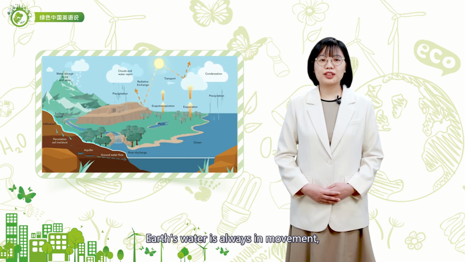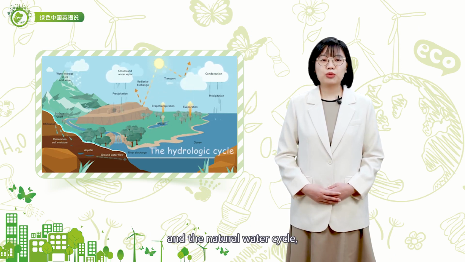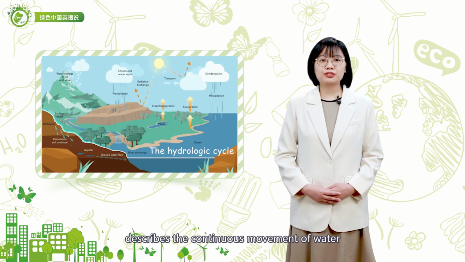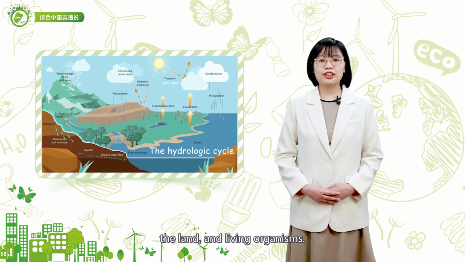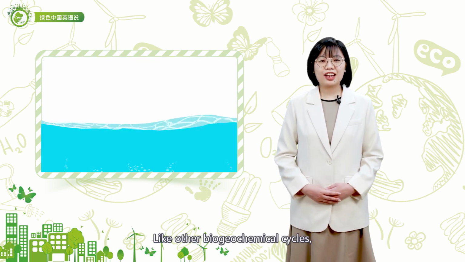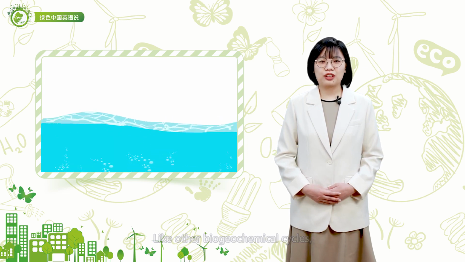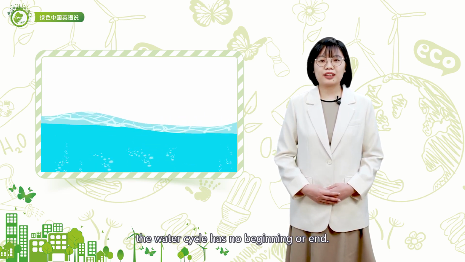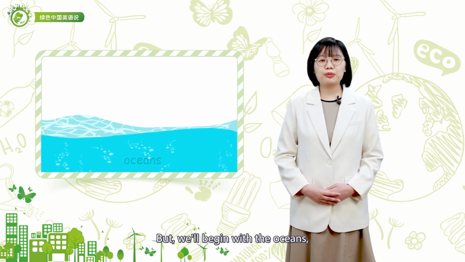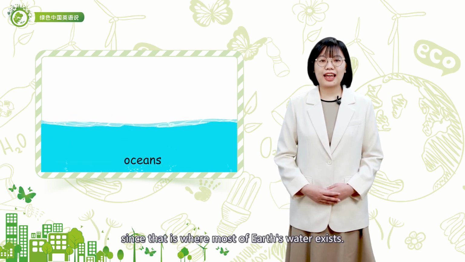Earth's water is always in movement, and the natural water cycle, also known as the hydrological cycle, describes the continuous movement of water between the oceans, the atmosphere, the land, and living organisms. Like other biogeochemical cycles, the water cycle has no beginning or end. But we will begin with the oceans, since that is where most of Earth's water exists.